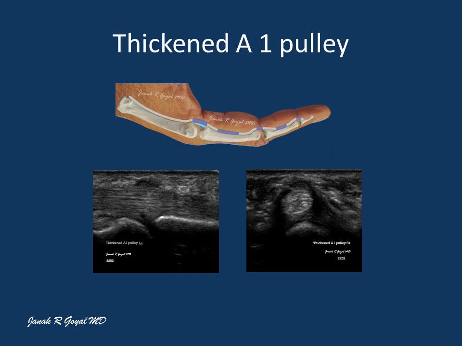This is a 75-year-old woman with right middle finger pain. Now the sonogram in this case shows a hypoechoic and thickened A1 pulley on the volar aspect of the MCP joint.